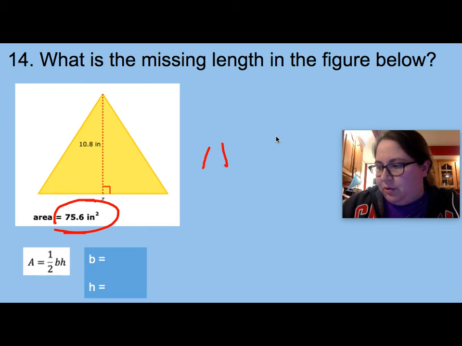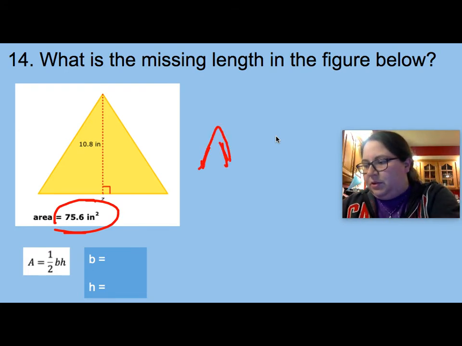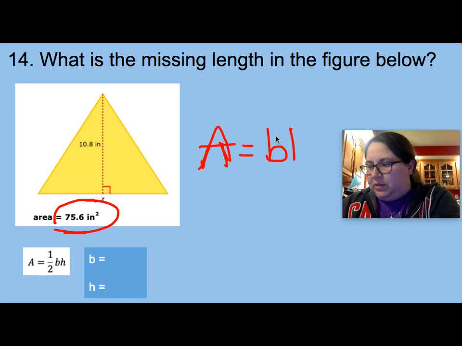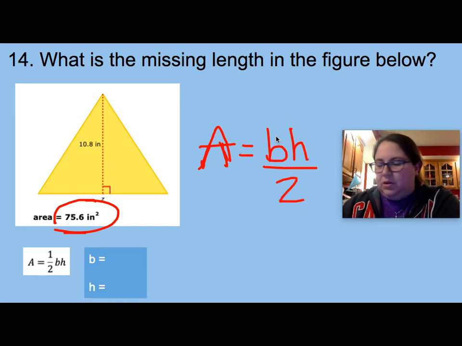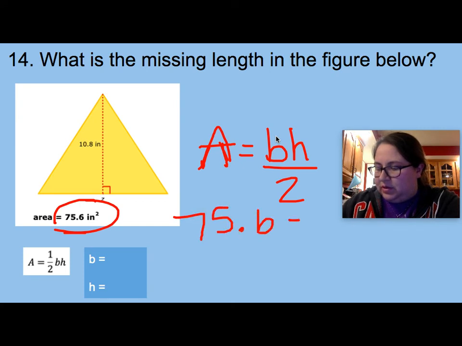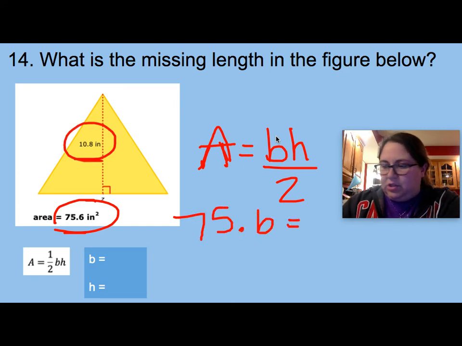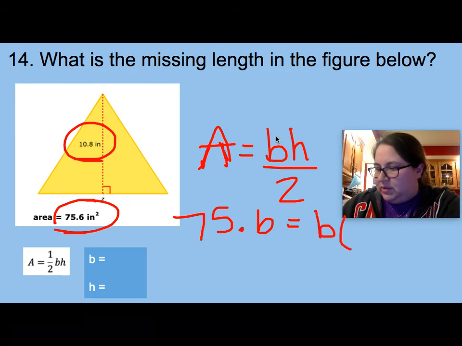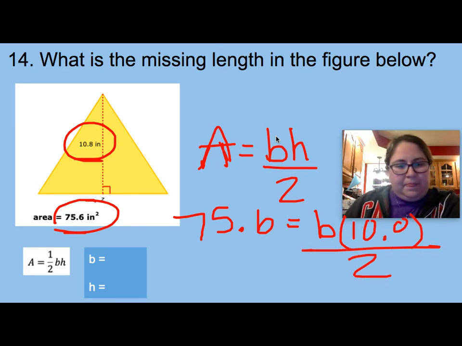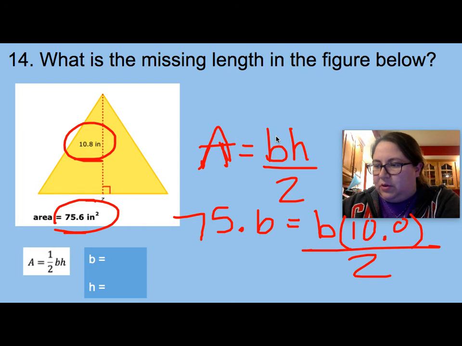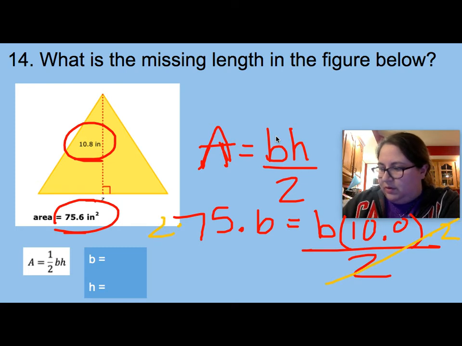So if I write my formula, area equals base times height divided by 2. What I can do then is I'm going to put that 75.6 as the area, and I know the height of this shape is equal to 10.8, but I don't know the base. So I've got base times 10.8 all divided by 2. Okay, so this goes back to solving equations, but what you're going to do here, you can multiply both sides by 2, so you can get rid of that fraction.